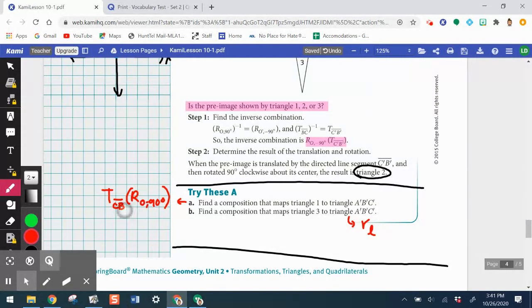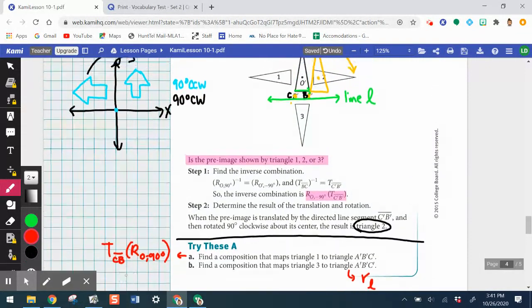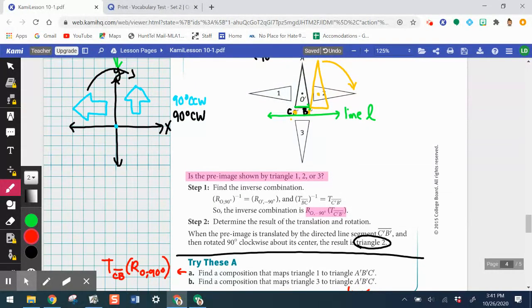But on A, we're trying to map triangle 1 to A prime, B prime, C prime. So I said if we rotate 90 degrees clockwise around point O, so imagine triangle 1 rotating 90 degrees clockwise around its center O, and then translating using CB. So C would have been here, B would have been here, so we would move to the right that distance and in that direction. And that, of course, would map it onto triangle A prime, B prime, C prime.